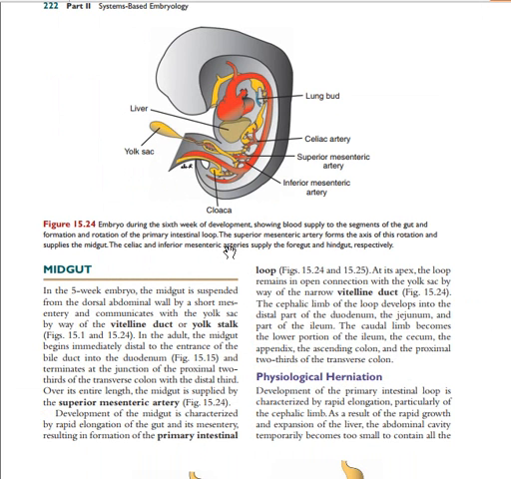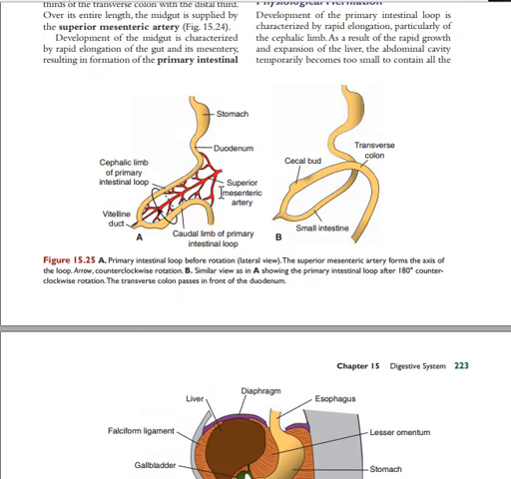Now this is the blood supply. We said the celiac artery supplies the foregut, the intraperitoneal foregut. So the superior mesenteric artery supplies the midgut, and then the inferior mesenteric artery supplies the hindgut. So those are the structures. For the superior mesenteric artery, you can visualize where it supplies here. This is the supply here. This is the cephalic limb of the primary intestinal loop and all that you can visualize.